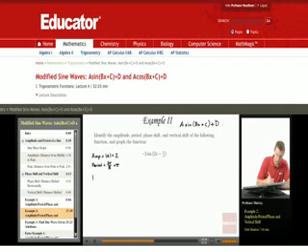The phase shift is negative c over b, which is, okay, c is negative pi over 3. So negative of that is pi over 3 divided by 2 will give us pi over 6. And finally, the vertical shift is d, which in this case is just 0.